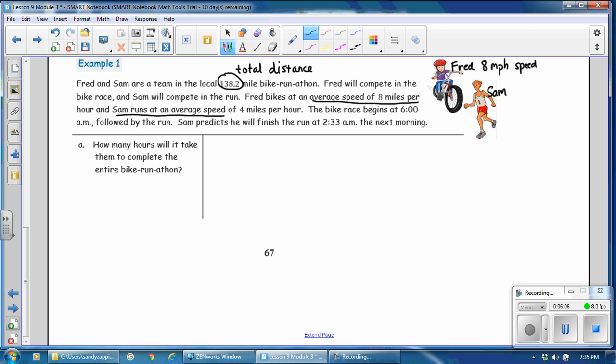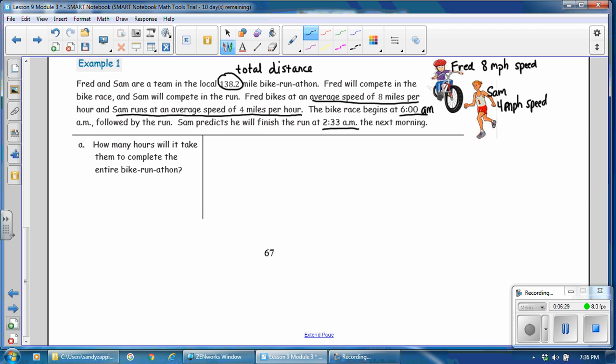Sam runs an average speed of 4 miles per hour. 4 miles per hour is his speed. The bike race begins at 6 a.m., followed by the run. Sam predicts he will finish at 2:33 a.m. So they begin at 6 a.m., and he predicts that they will finish at 2:33 a.m.